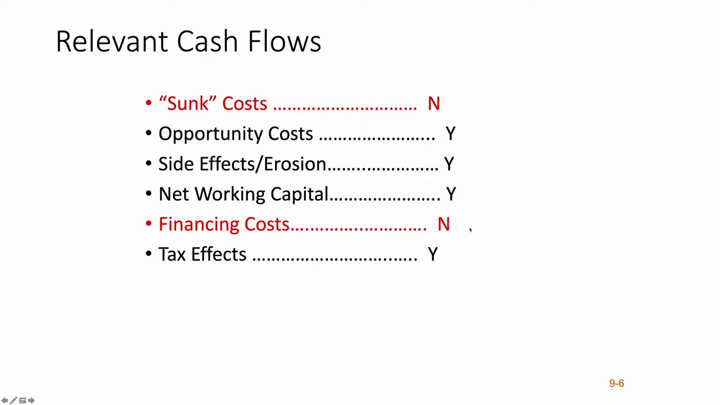Then the rest of the costs should mostly be included. For example, the opportunity cost. Say you are using a piece of land for one purpose. If you use that land for another purpose, then the opportunity value of that land should be included, including the cash flow it originally generated.